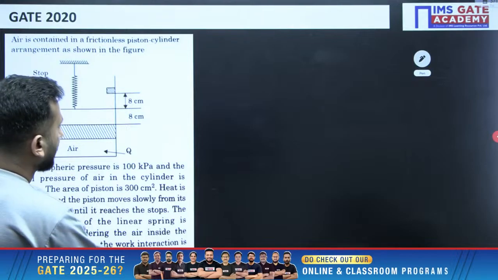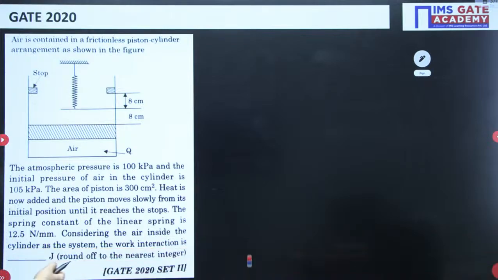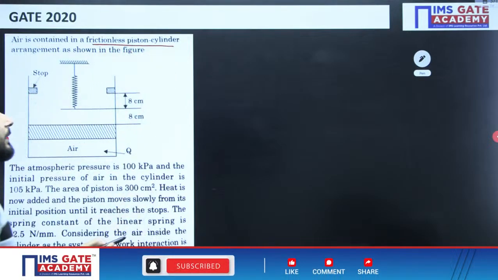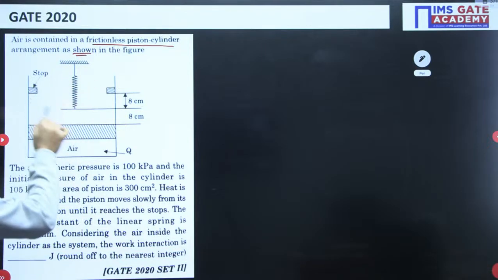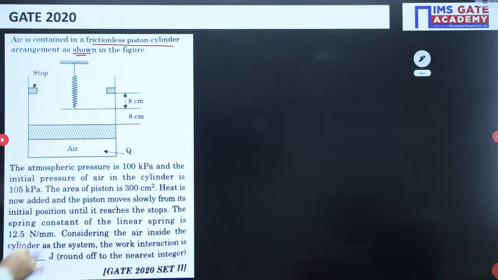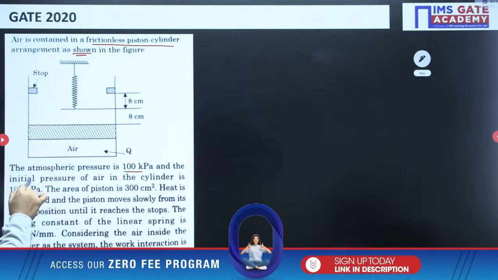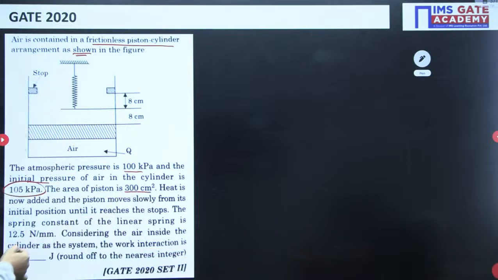Moving ahead, this is the question from 2020. The earlier question was of 2018, this is of 2020. Air is contained in a frictionless piston cylinder, so it is indicating that the process is reversible, as shown in the figure. This is the setup he has given. The atmospheric pressure is 100 kPa and the initial pressure of the air in the cylinder is 105 kPa. The area of the piston is 300 centimeter square. So all this data will be given.